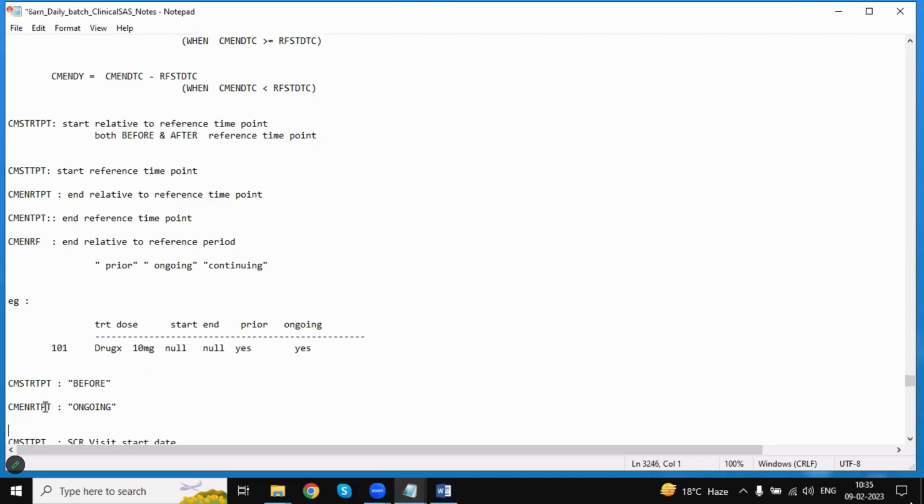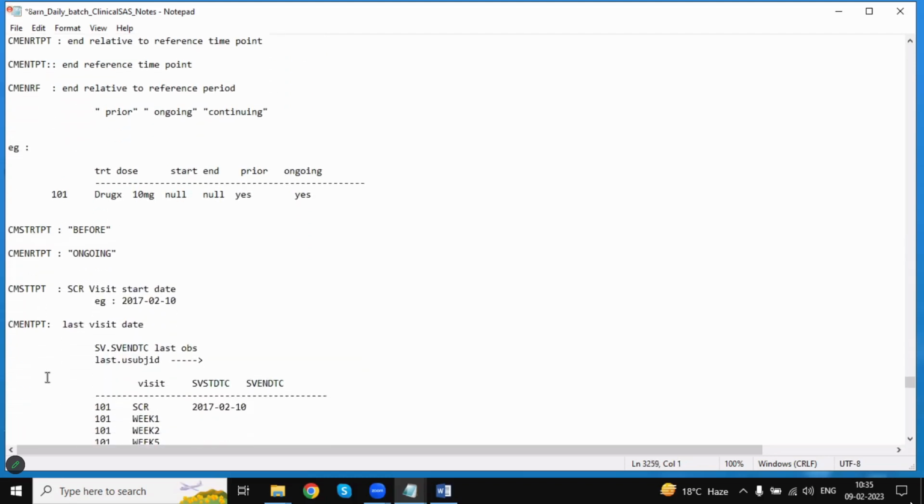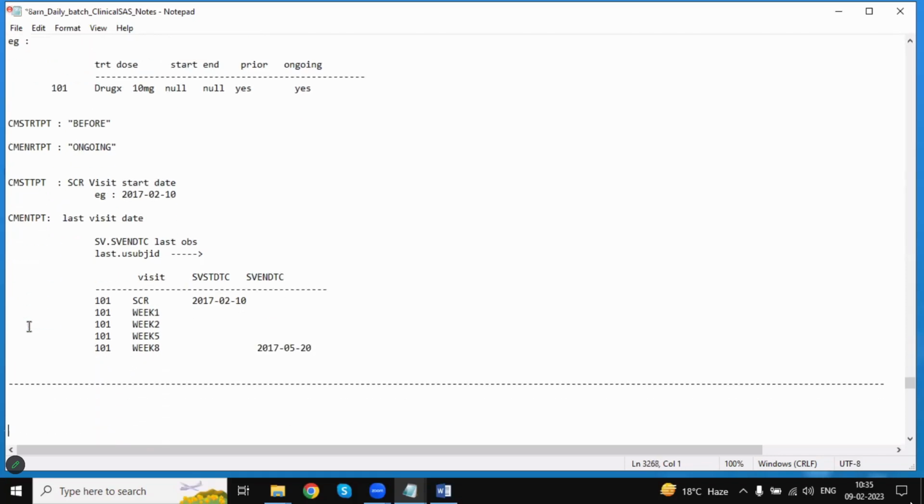Okay. When you come to dates, STTPT, ENTPT. STTPT is nothing but screening visit started, meaning the date when the subject's first visit happened. The date when the subject's last visit happened is the ENTPT. If you observe the SV domain, the first visit date is going to be your STTPT, and when the particular subject's last visit happened, that's going to be your ENTPT.